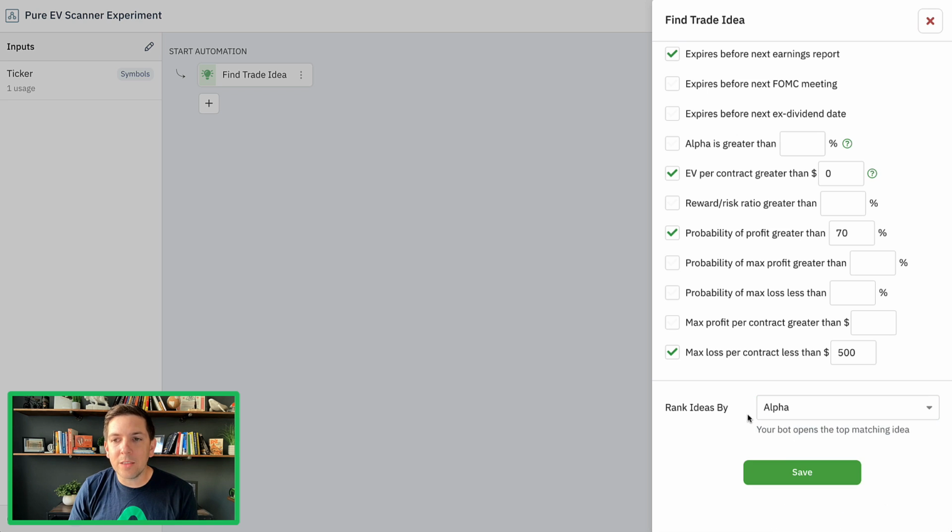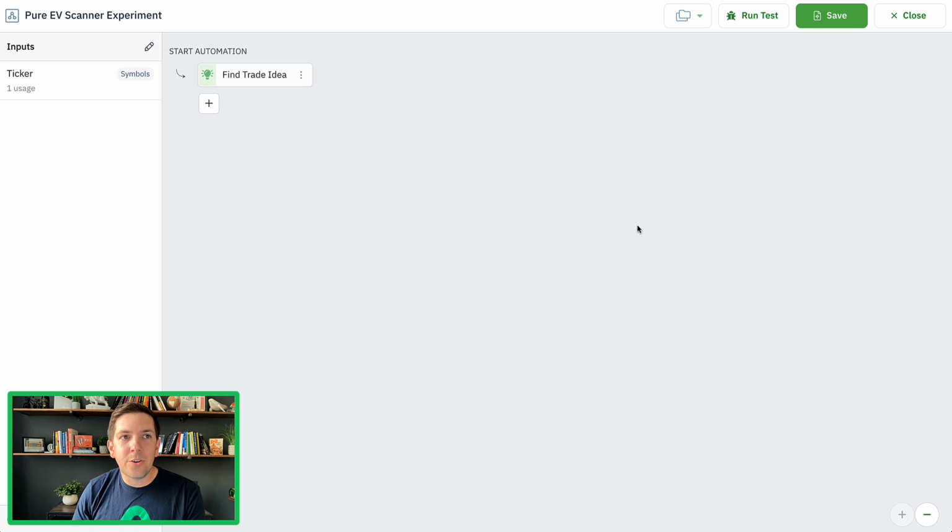I wanted to actually take the ones that had the highest alpha, which is the expected value divided by the max loss. It kind of normalizes things across different trade ideas that you're looking at. So I always wanted the ones with the highest ranking alpha. That would get me the highest, again, expected value per unit of risk that I'm taking in. So that's how I basically set up this pure EV scanner.